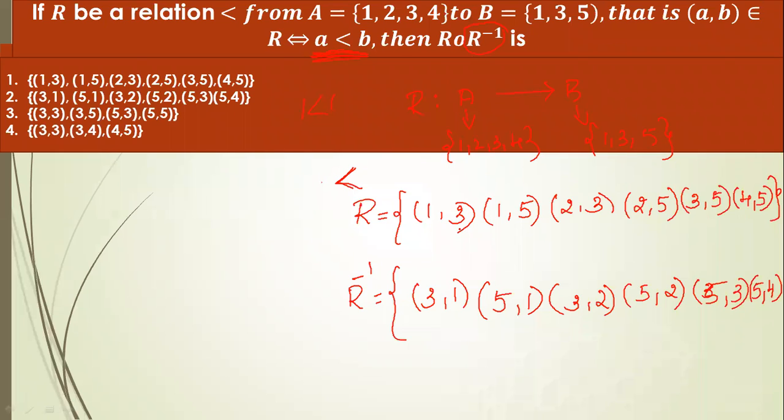Okay, 1, 3 reversed becomes 3, 1. 1, 5 is there, so you have to write the reverse of that. So what is it? 5, 1. Then you have 2, 3, you have to write the reverse.